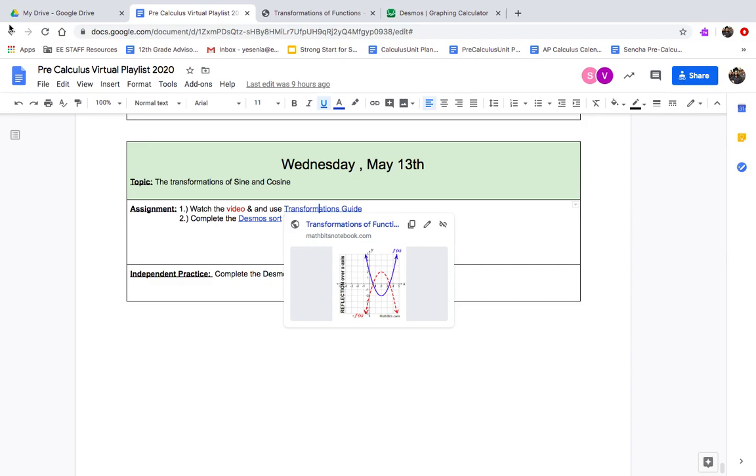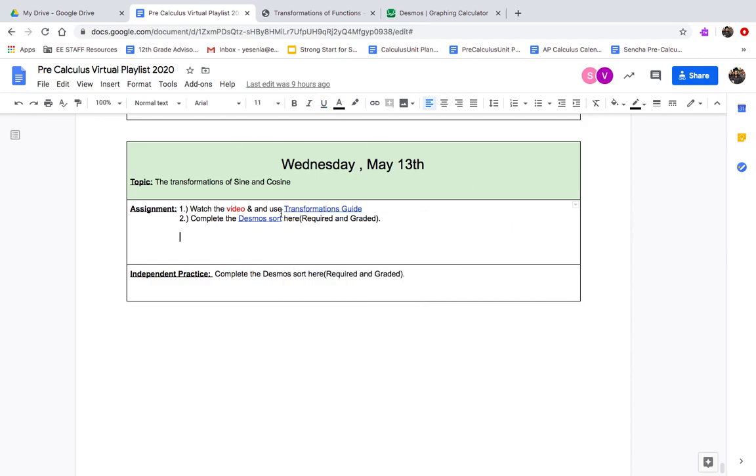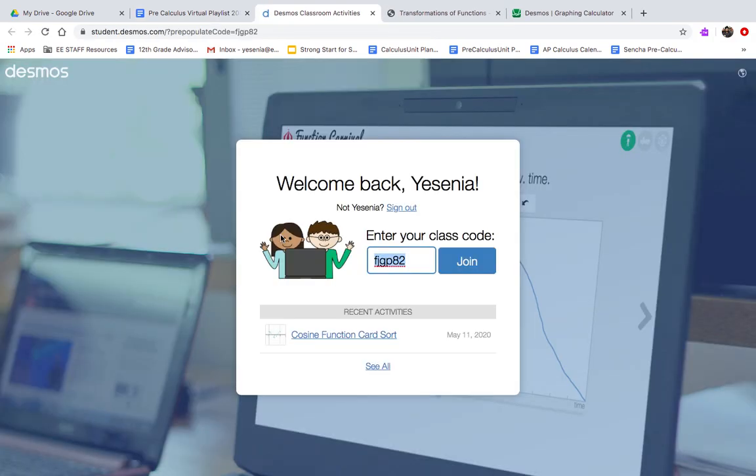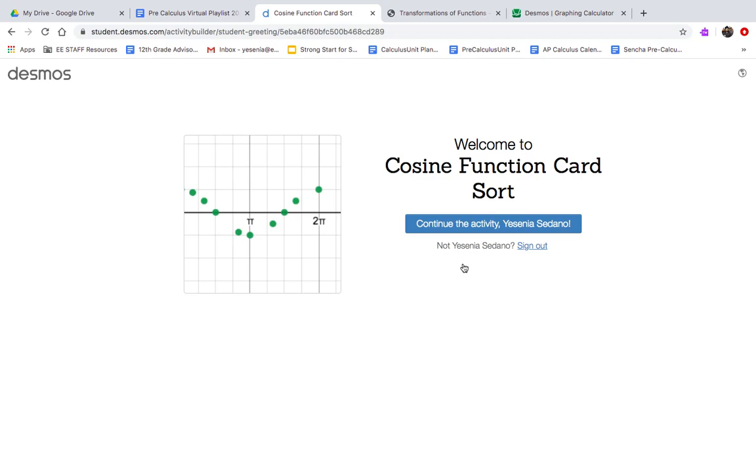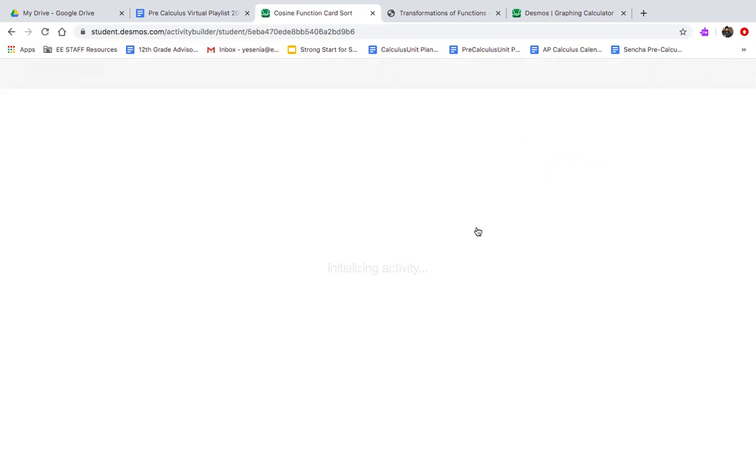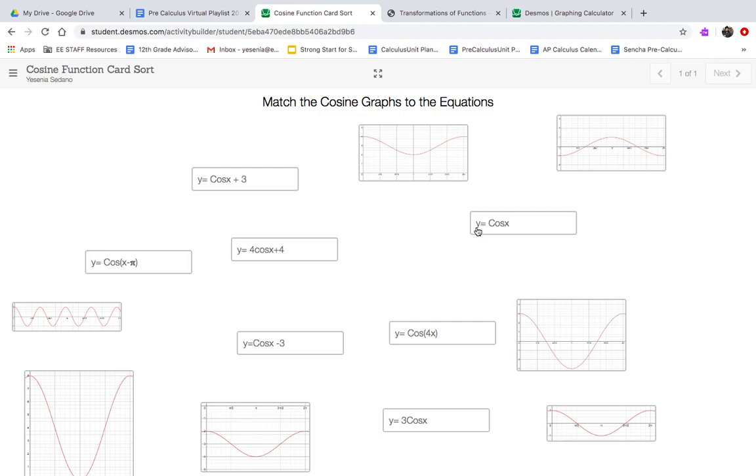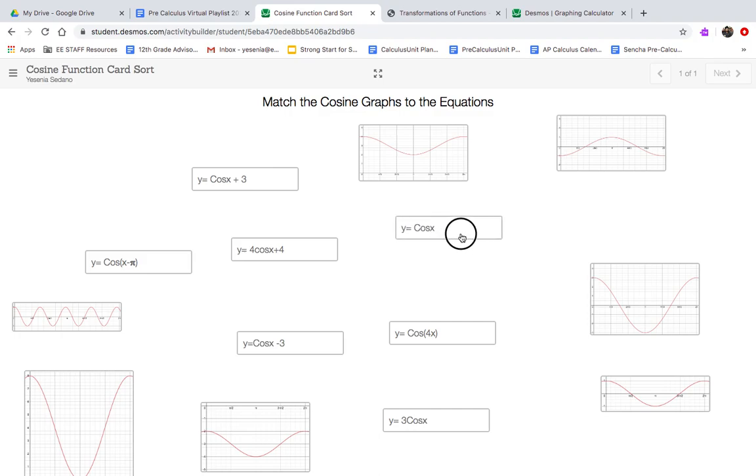Now, your assignment, and this is the thing that will get recorded, is you're going to go to the Desmos card sort. You're going to see something like this. If you're logged into your Gmail, it should say welcome back and then your name, because you've been on Desmos before. It's going to have the code. You're going to join, and you can click continue. You're going to see a card sort that you're going to match up, but now you're matching up cosine functions. You have a bunch of cards, and you're going to match them up with their cards here.